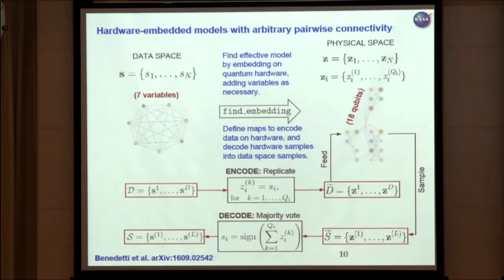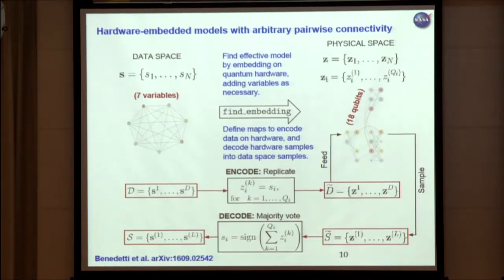Okay, now one of the limitations is limited connectivity, so we do this standard embedding approach, which you can think of like this: you have the original data set, and you map that data set to a larger data set, because you need to replicate.